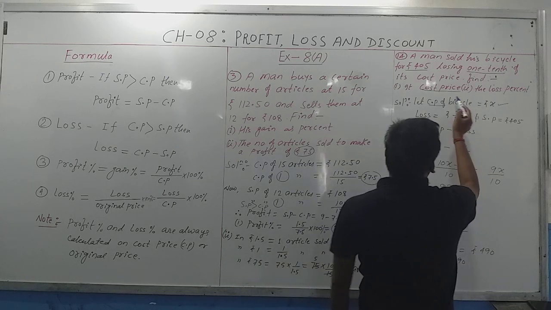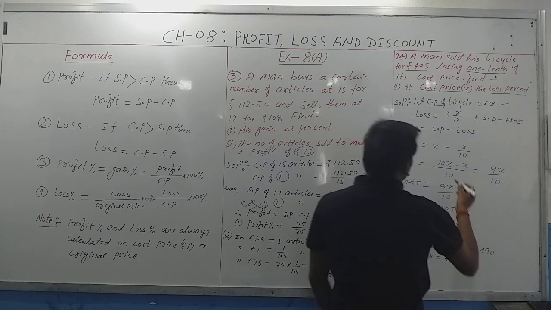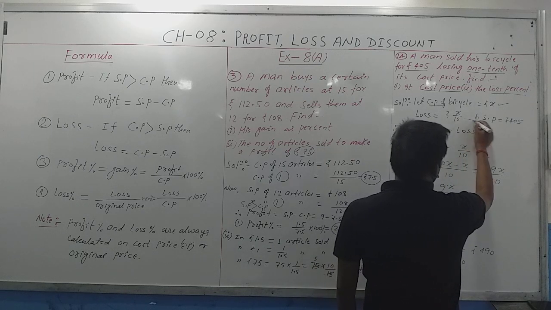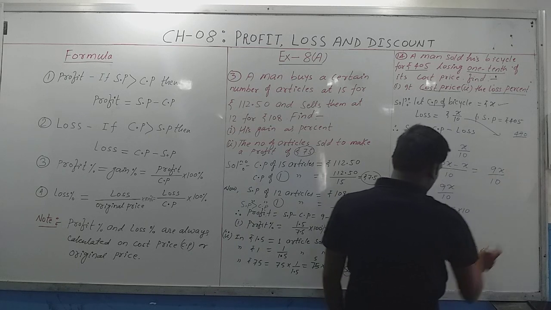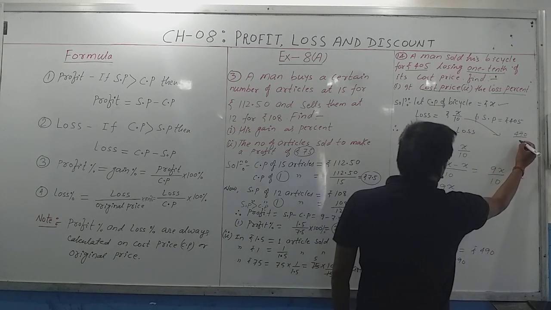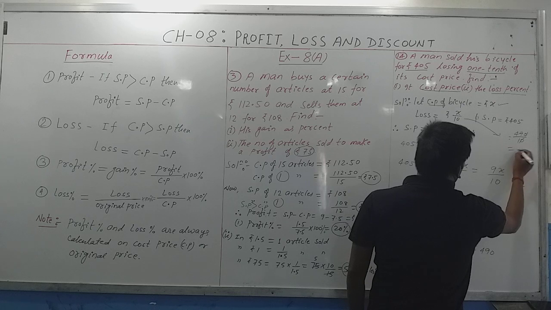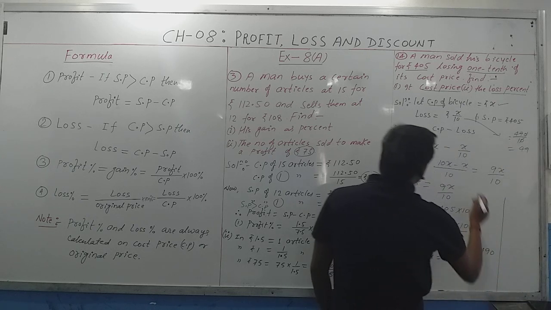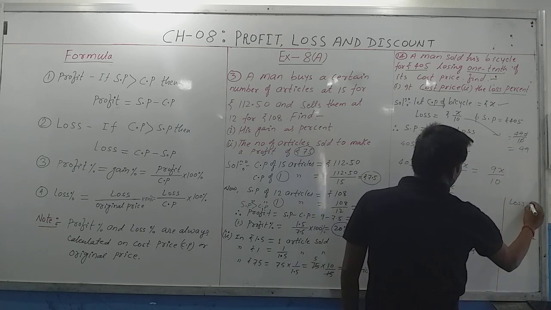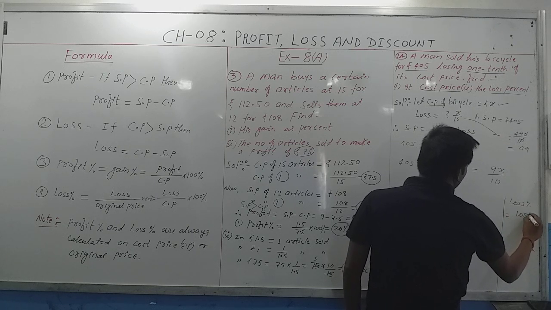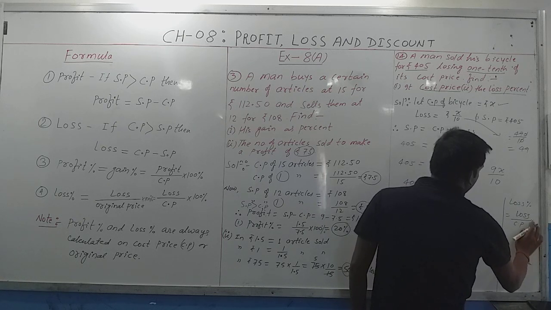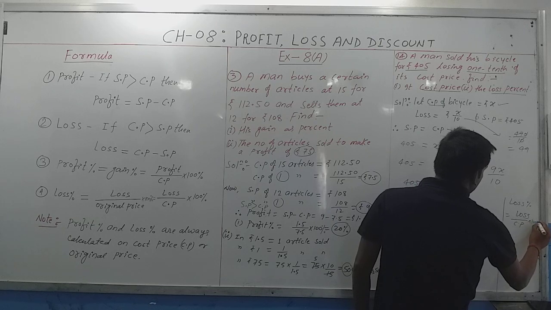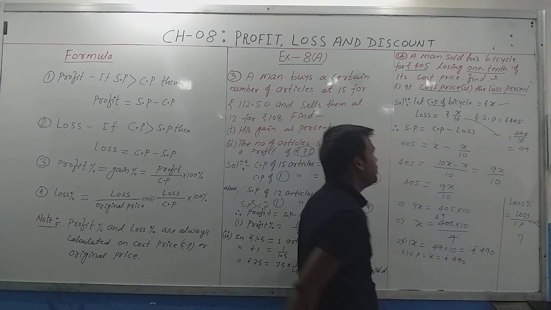Now the second one, we have to find the loss percentage. So loss is equal to x by 10, which is 450 by 10. Calculate this: 45. The loss is calculated. So loss percent is equal to loss divided by CP into 100 percentage. Just calculate this one by yourself.